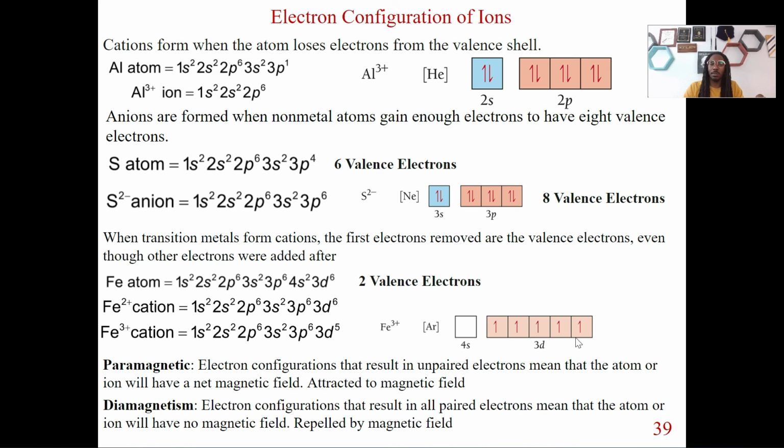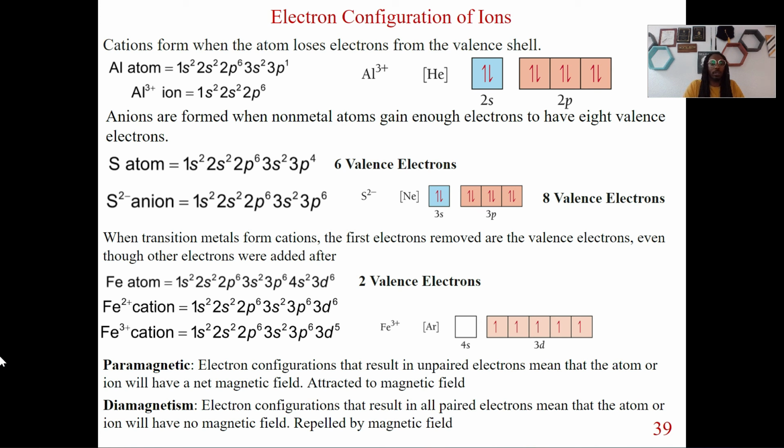And once again, we just have to understand this for transition metals. Now, paramagnetic and diamagnetic. Paramagnetic means your electron configurations give you unpaired electrons. If you have an unpaired electron, then you're going to experience a net magnetic field. Basically, you're going to be attracted to a magnetic field if you have unpaired electrons. Paramagnetic elements do exist, but they're actually rare. The most common ones are diamagnetic elements.